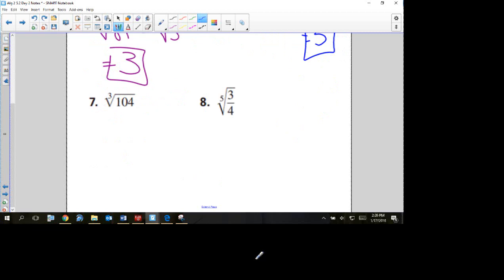So close. All right, 104. That is not a perfect cube. So you're going to have to draw a factor tree with cubes. And if you go look at that list, or make your own, go look at the list. We need to divide 104 by one of those numbers that goes evenly.